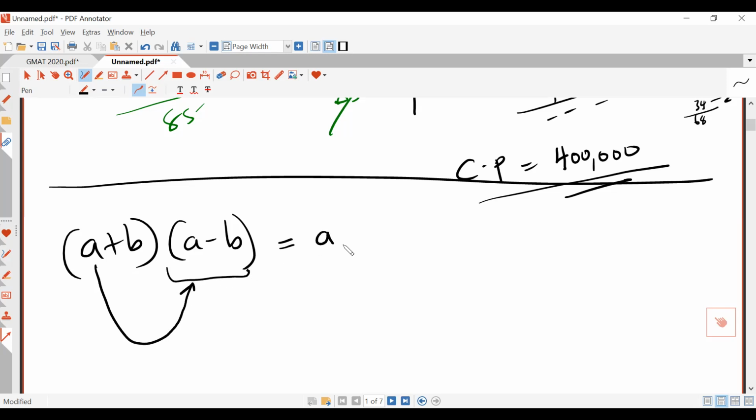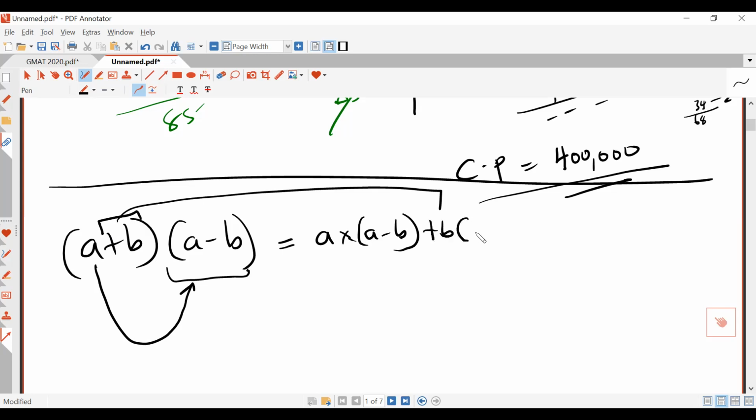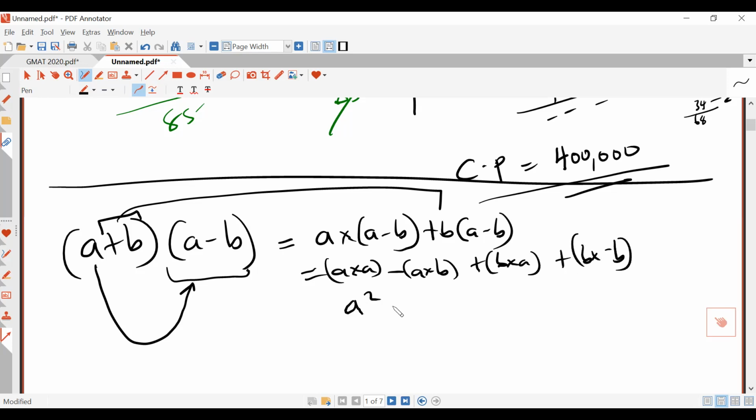So in other words, it is A times A minus B, then plus this one here, it is a plus. So you add plus B into A minus B. So this is the same as A times A minus A times B, then plus B times A, and then plus B times negative B. So this is the same as A squared minus AB plus AB, the same as AB, then minus B squared. From here, you can see that this one is canceling out with this. So we end up with A squared minus B squared.